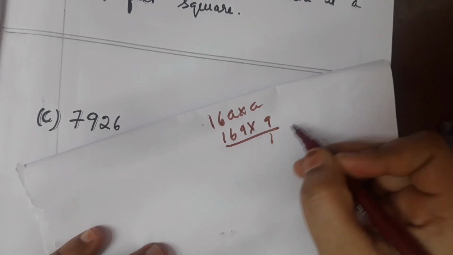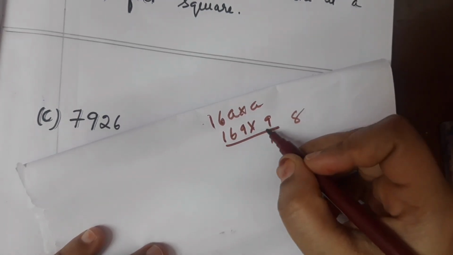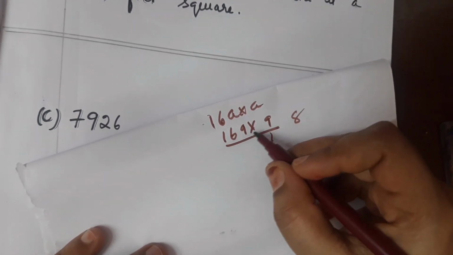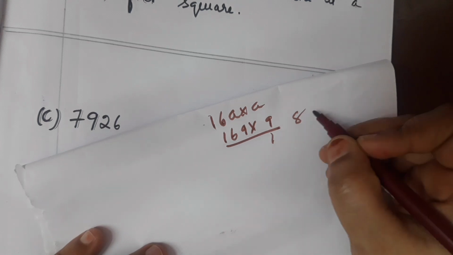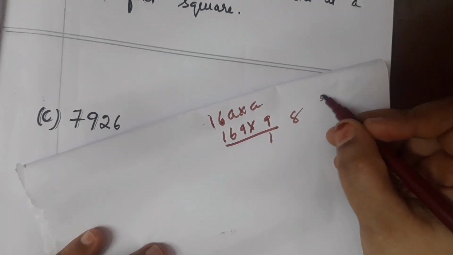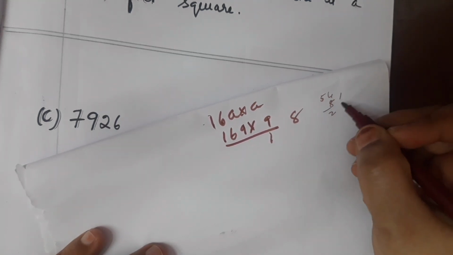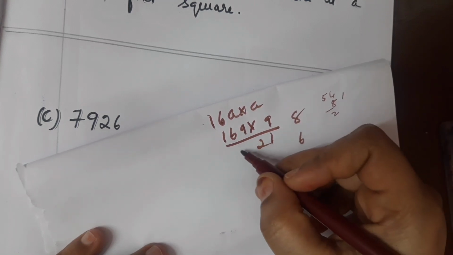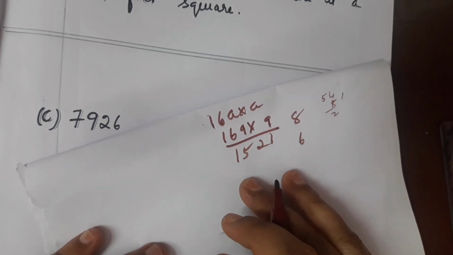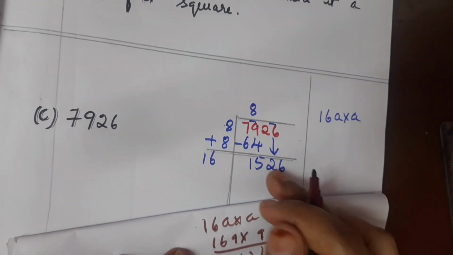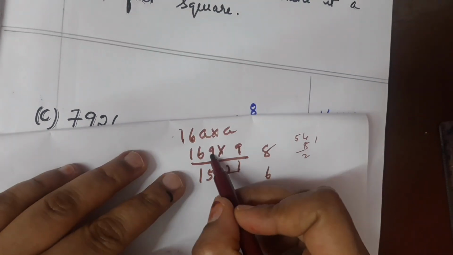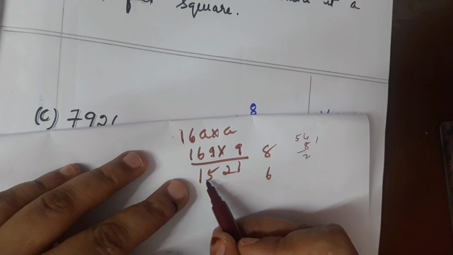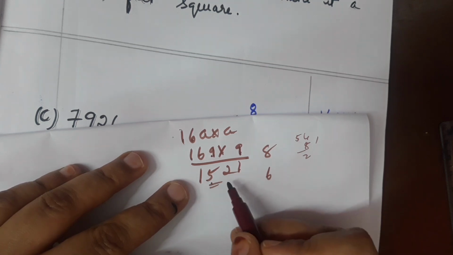We will try 9. 9 9s are 81, 9 6s are 54, 54 plus 8 is 62, 6 carry, 9 1s are 9, so 1521. That is a nearer one. Now 16 with 8, multiplying by 8 will give less. So the nearer one we want, that is 1526.